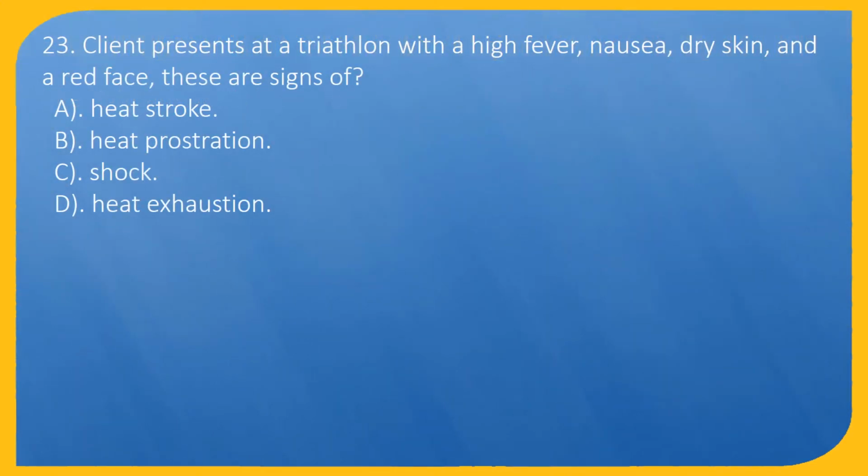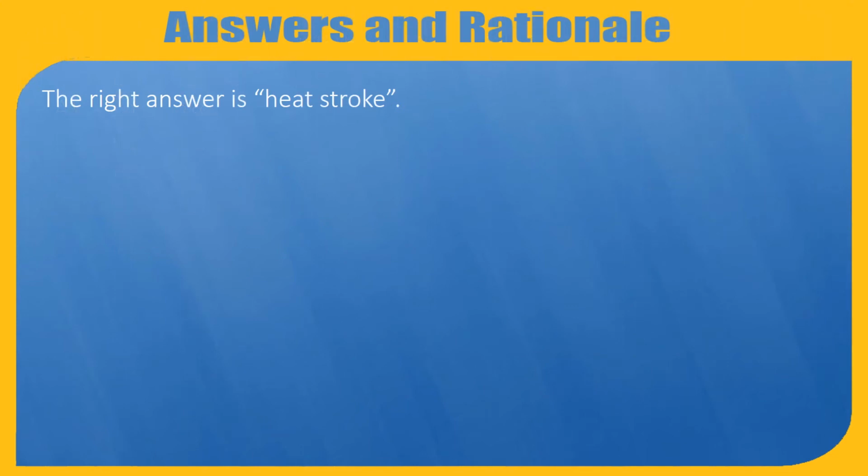Question 23. Client presents at a triathlon with a high fever, nausea, dry skin, and a red face. These are signs of: A. Heat stroke. B. Heat prostration. C. Shock. D. Heat exhaustion. The right answer is heat stroke.